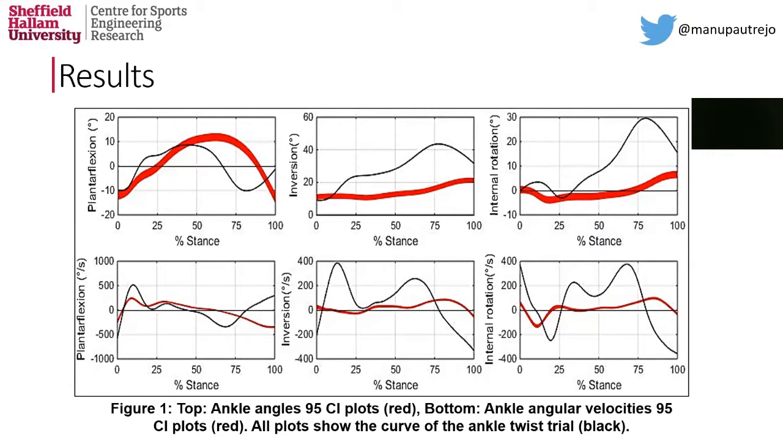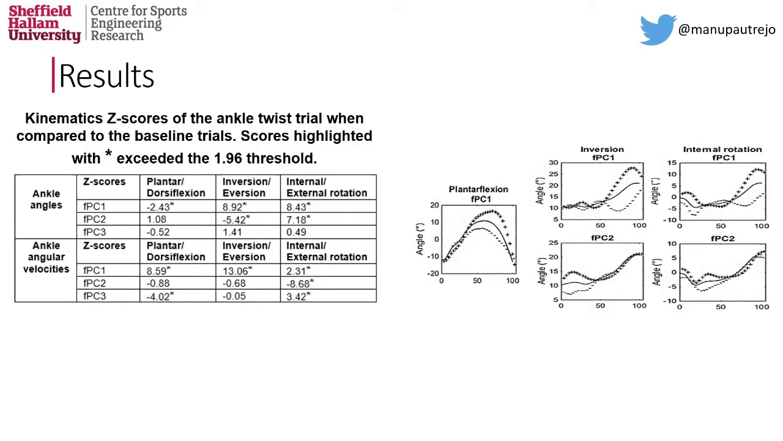For both inversion and internal rotation angles and velocities, a two-step increase can be observed. Increased inversion and internal rotation velocities can also be observed. And there was a considerable increase in dorsiflexion velocity in the second half of the stance phase. Both increases in dorsiflexion angle and velocity are faster than in the control trials.